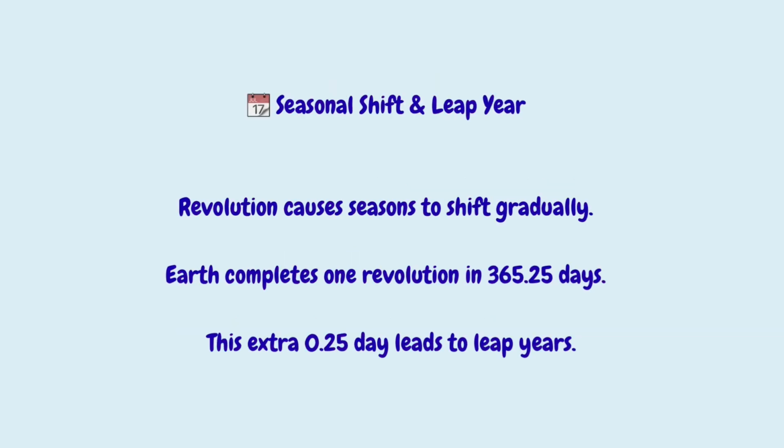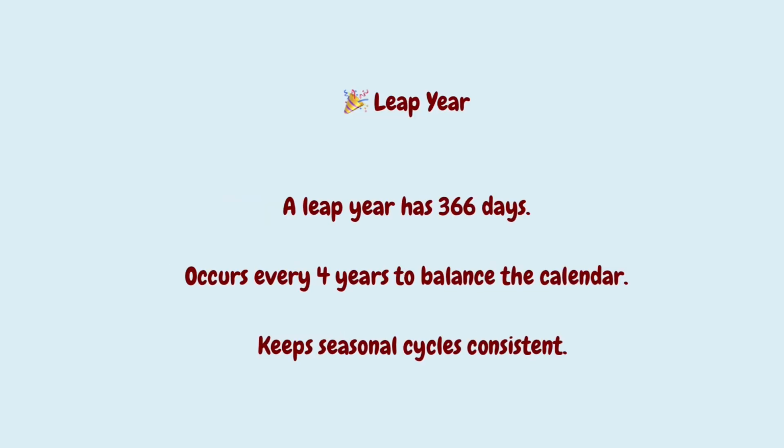What are seasonal shift and leap years now? Revolution causes seasons to shift gradually. Earth completes one revolution in 365.25 days. So this extra 0.25 days leads to leap years. Alright. Now what is a leap year? A leap year has 366 days. It occurs every 4 years to balance the calendar. So this keeps seasonal cycles consistent.